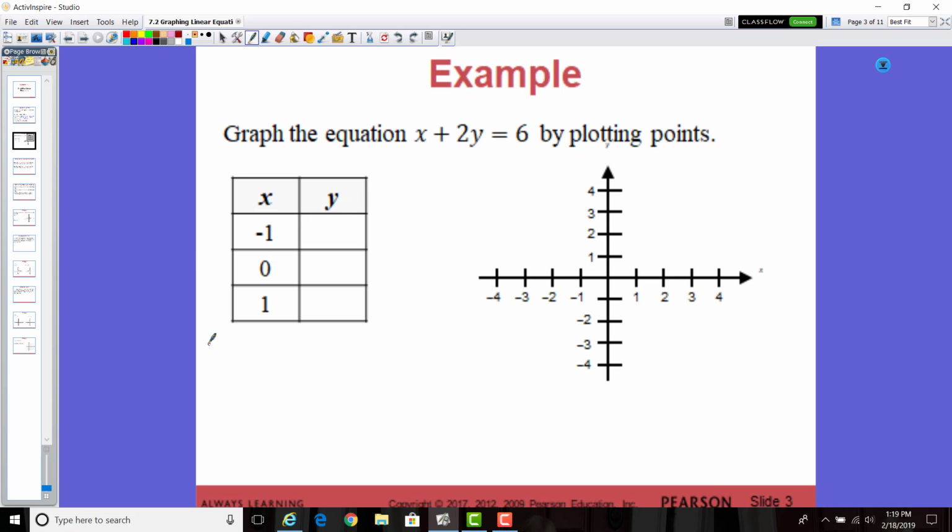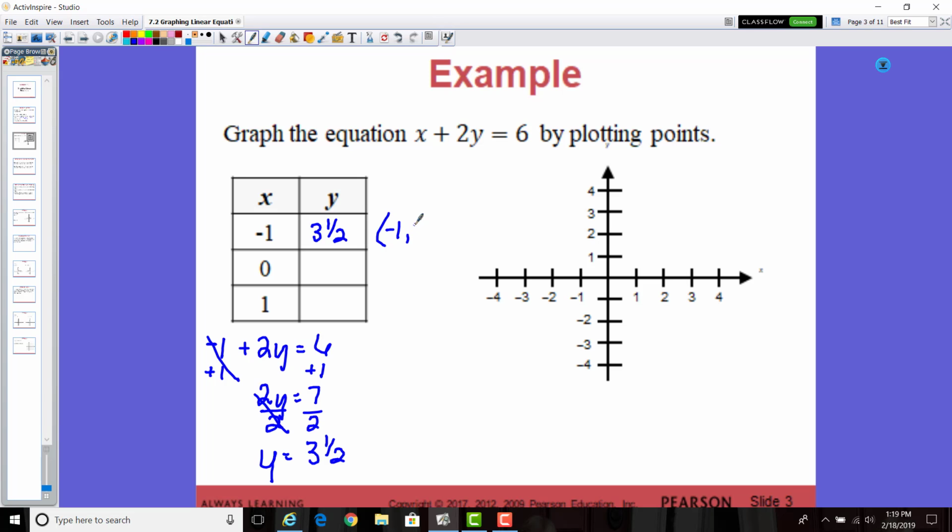Okay, so if x is -1, I'm going to plug in -1 for x in my equation of x plus 2y equals 6, and I will use my inverse operations to solve for y. So first I'm going to add 1. So 2y equals 7, divide by 2, and y will equal 3.5. Okay, so that gives me my first ordered pair, -1, 3.5.